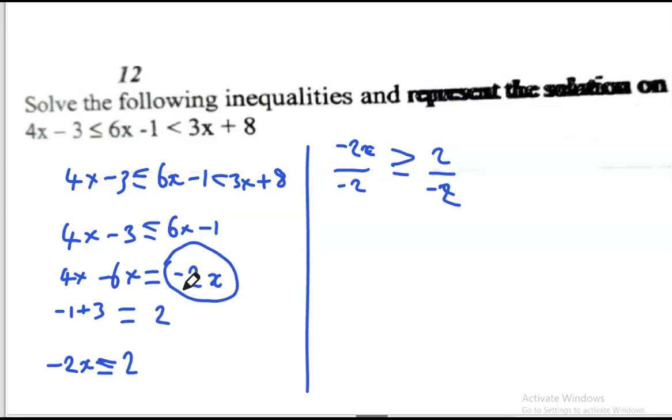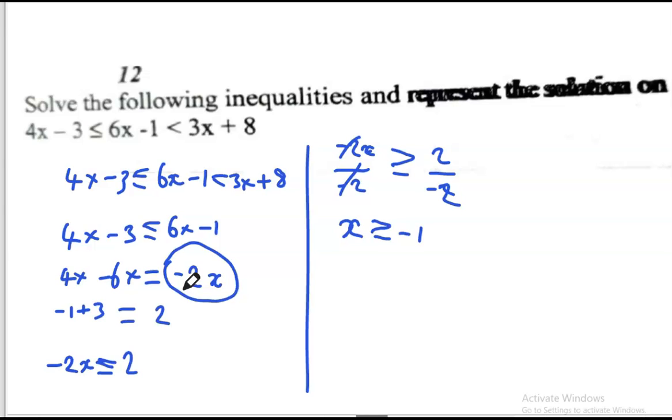Of course, if you want to know where this rule comes from, just watch my previous videos on how we prove inequalities. So now you can observe that negative 2 will cancel with negative 2, and then what we are left with is x is greater than or equal to negative 1, because 2 divided by negative 2 is simply negative 1.